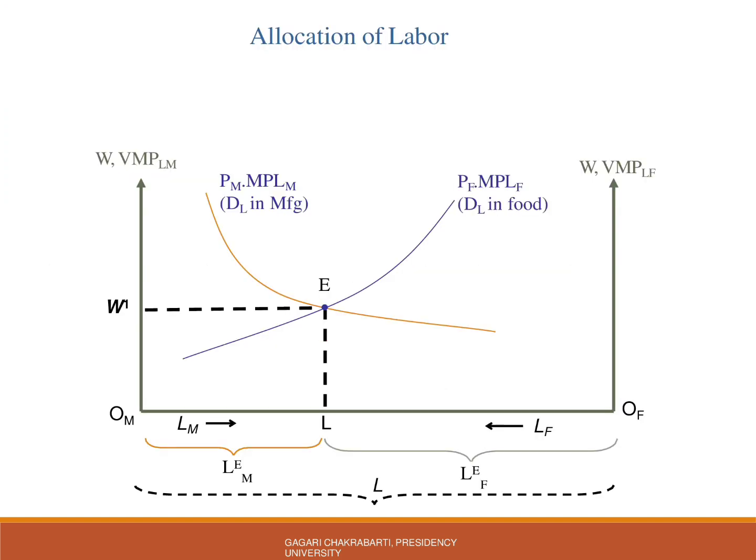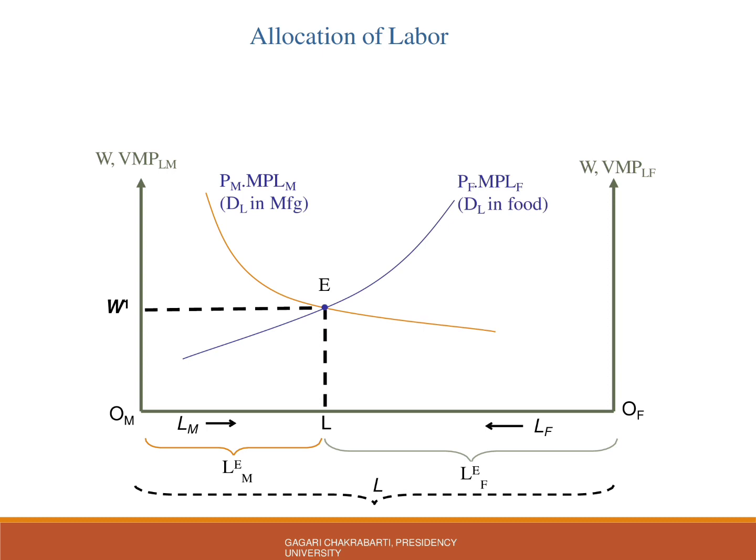Let us now move on to this diagram where we find out the allocation of labor. So this diagram has two vertical axes and one horizontal axis. On this horizontal axis, we are measuring the total amount of labor available in the economy. The origin on the left hand side gives us the origin of the manufacturing sector. If we move rightward from the point OM, then the employment of labor increases in the manufacturing sector.